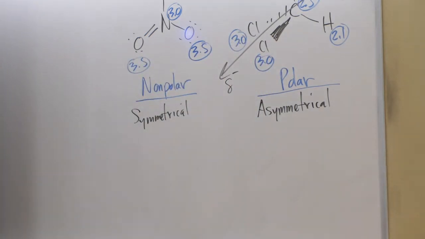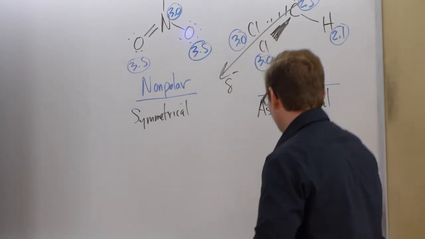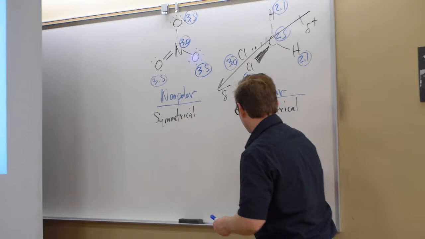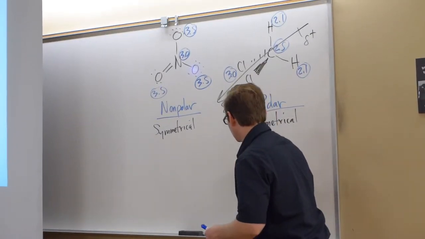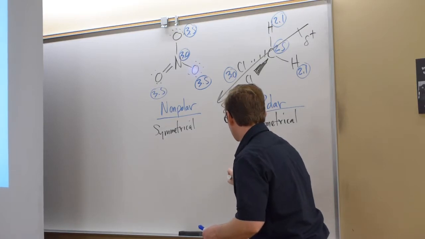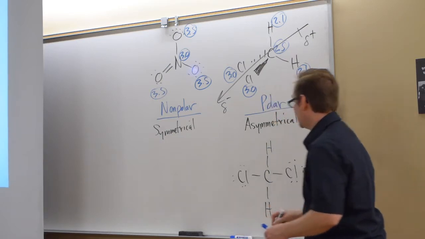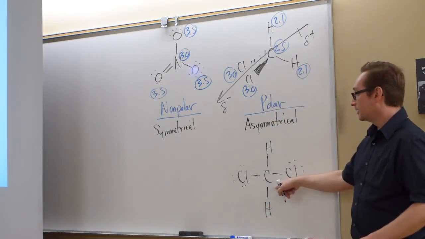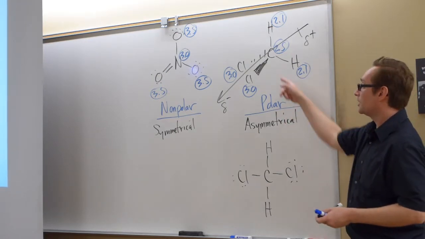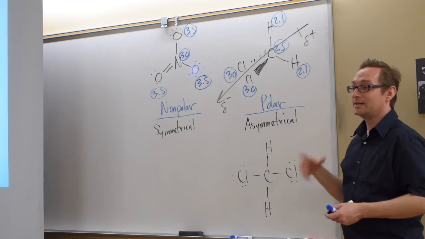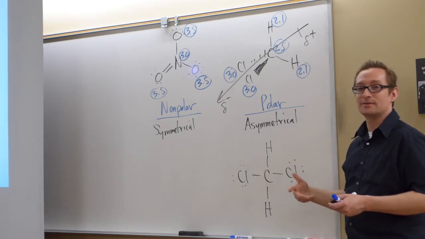Okay, so here's the thing. If you drew a Lewis structure of this compound, dichloromethane, it might look like this. Looking at the Lewis structure, can you tell that it's polar just by looking at this? You can't. So the moral of the story is draw the VSEPR shape. The VSEPR shape tells you if it's polar or not. Lewis structures do not tell you if it's polar.